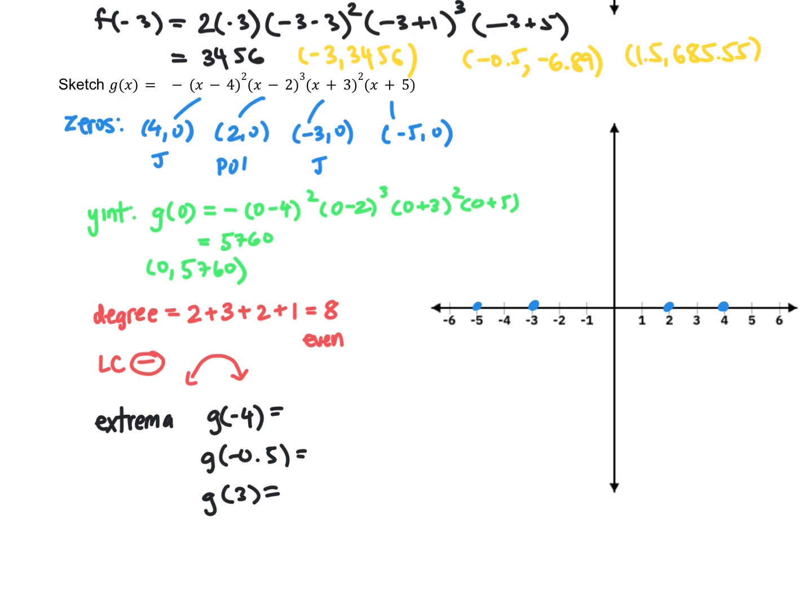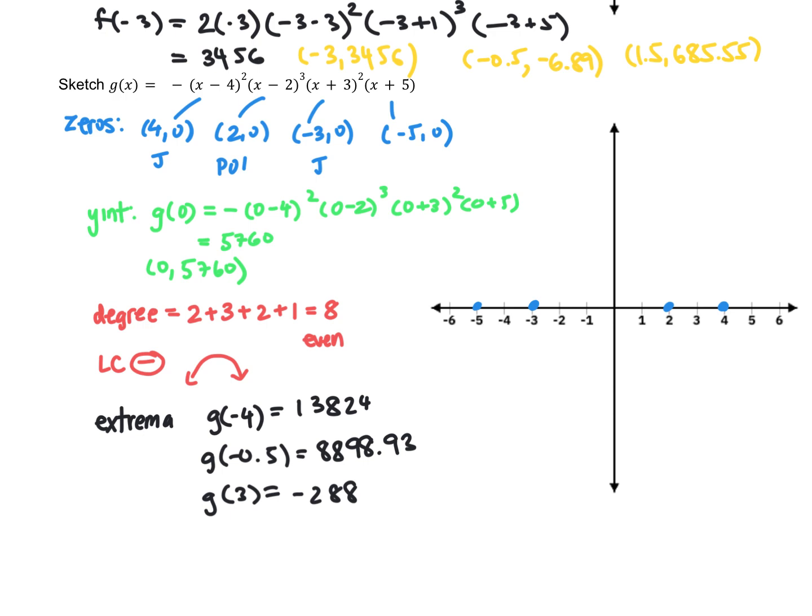So when I plug in -4 into that original function, I get 13,824. So that's going to help me dictate that scale. I'm glad I didn't put that y-intercept, or else I might have not been able to fit this very large number. For -0.5, I get approximately 8,898.93. And finally, for 3, I get -288. So seeing as I need my scale to reach 13,000, I'm just going to go up to 14,000.